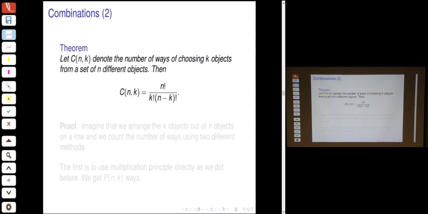Okay, so now there are formulas. This number C(n,k), read as n choose k, is more useful than P(n,k), the permutation number. So first let me introduce this number. Let C(n,k) denote the number of ways of choosing k objects from a set of n different objects. Then the number is calculated in this way: it is n factorial divided by k factorial times (n minus k) factorial.